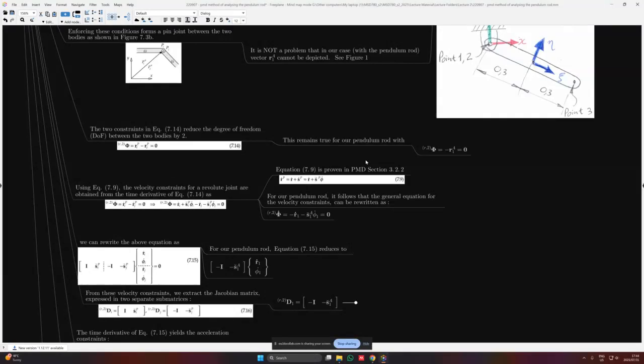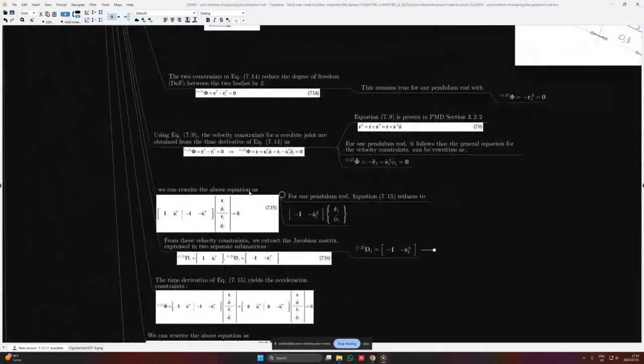a time derivative. Equation 7.9, like we said, in our pendulum rod, it follows that the general equation for the velocity constraints can then be rewritten in this form over here. So we take equation 7.9, we substitute all of the placeholders in, and this is the equation that we end up with over here. And we can then rewrite the above equation in this form over here, 7.15.